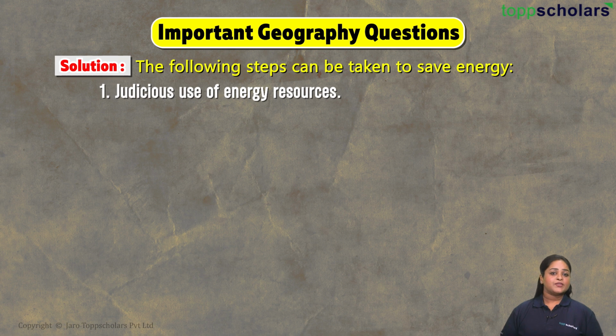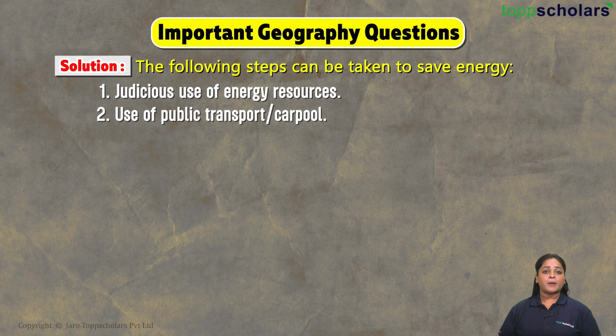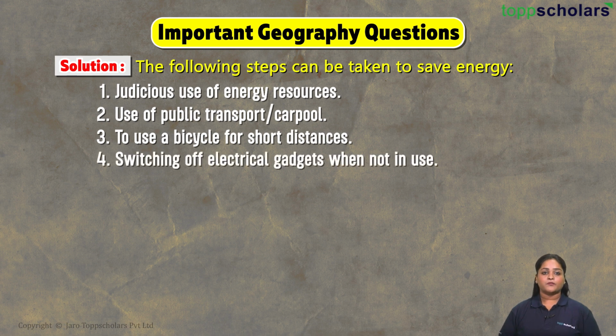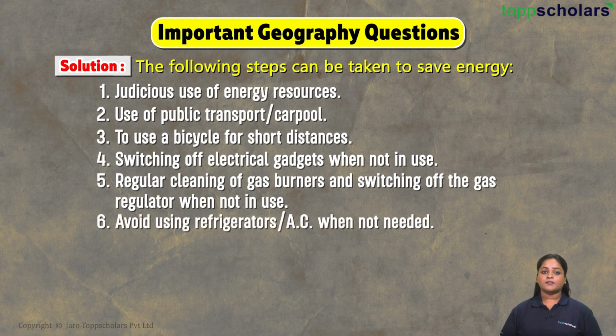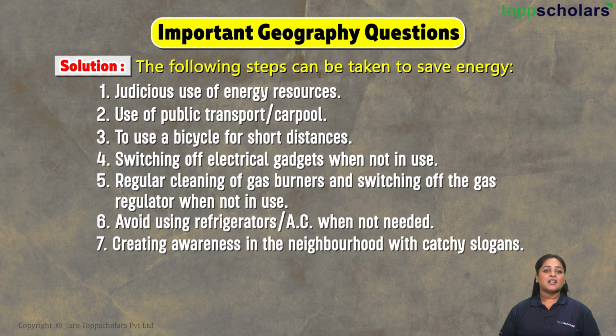Point 1. Judicious use of energy resources. Point 2. Use of public transport or carpool. Point 3. Use a bicycle for short distances. Point 4. Switching off electrical gadgets when not in use. Point 5. Regular cleaning of gas burners and switching off the gas regulator when not in use. Point 6. Avoid using refrigerator or AC when not needed. Point 7. Creating awareness in the neighborhood with catchy slogans.